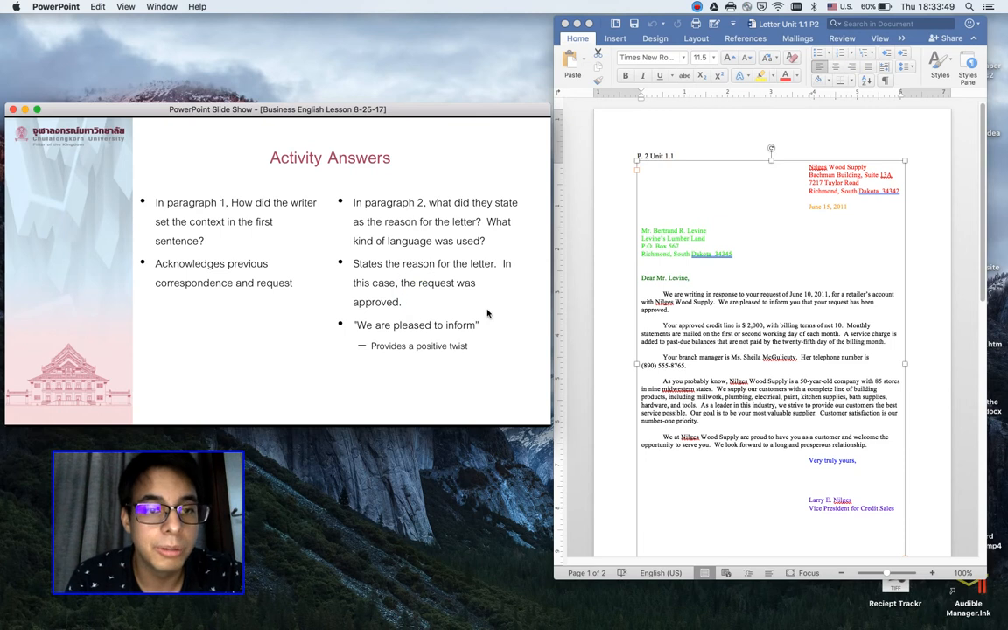Now, in terms of language, this is going to be important when you write your business letters. When we see here, we are pleased to inform you, this is a positive way. We're happy to inform you. Now, if you have to give bad news, it might not be positive like this. So this is just a distinction that you are going to have to make when you write future business letters.